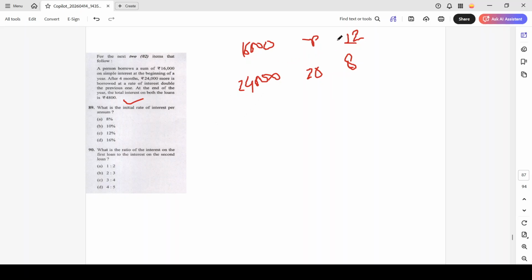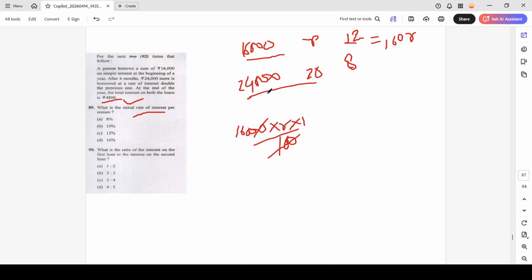So first of all, we need to calculate the interest on this and this, and combined it is 4,800. Then we need to find out the rate of interest, that means the value of r. So SI on this will become 16,000 into rate into time, 12 months that means 1 year, upon 100. If I cut this, that is 160 r.